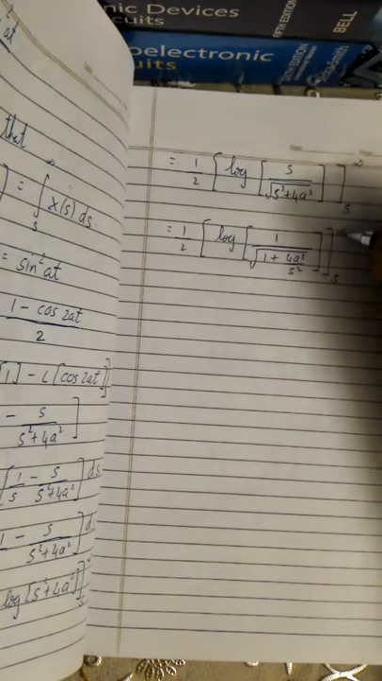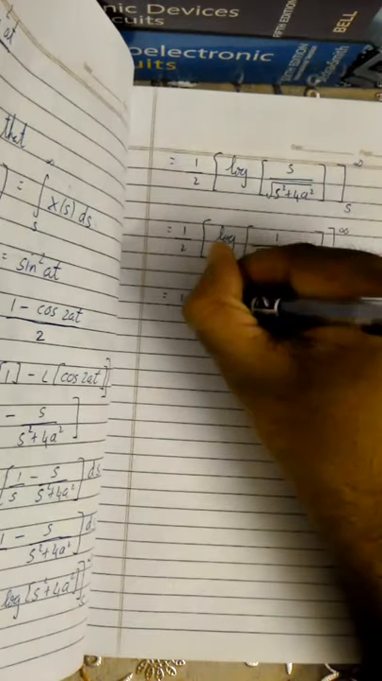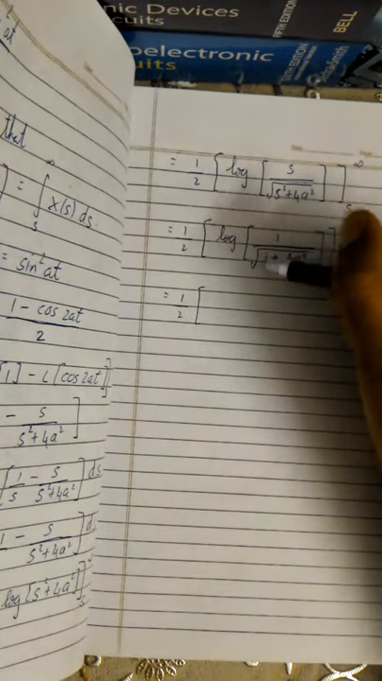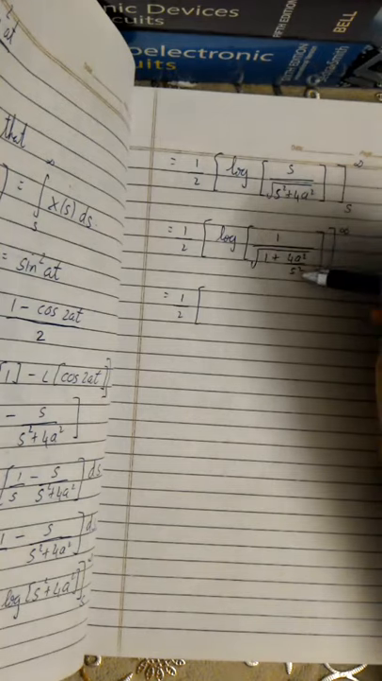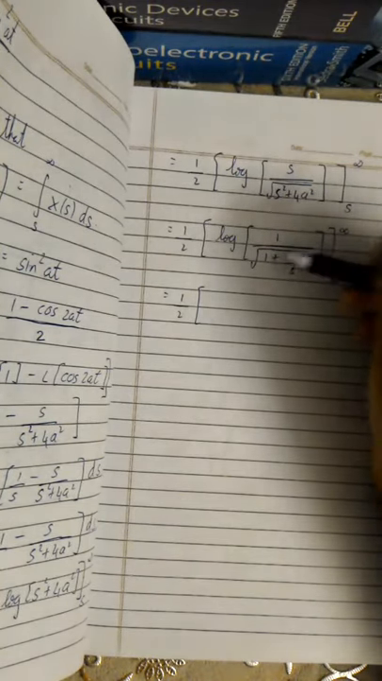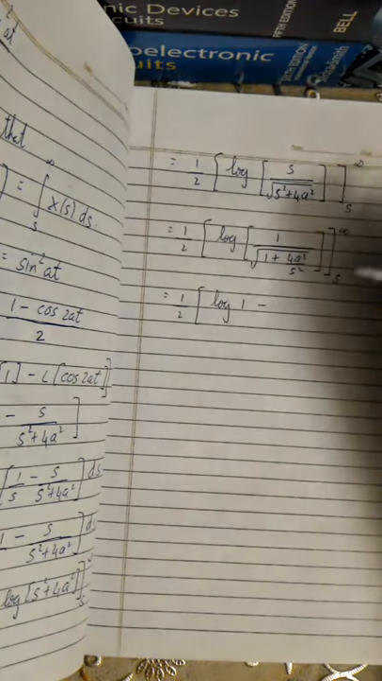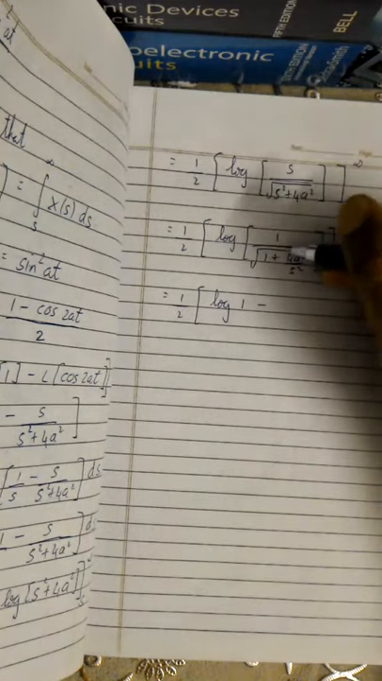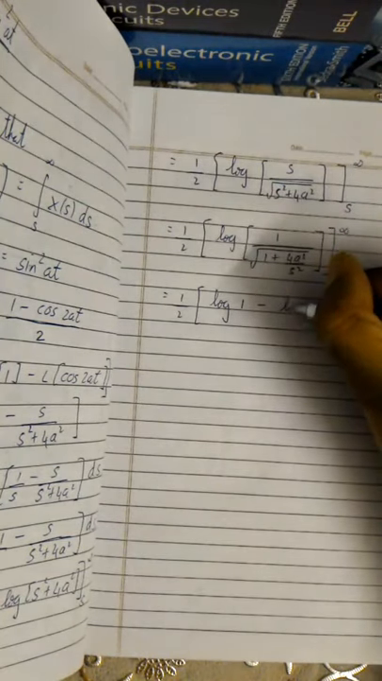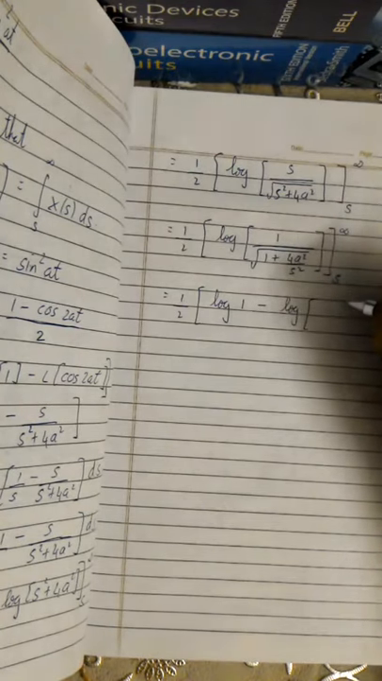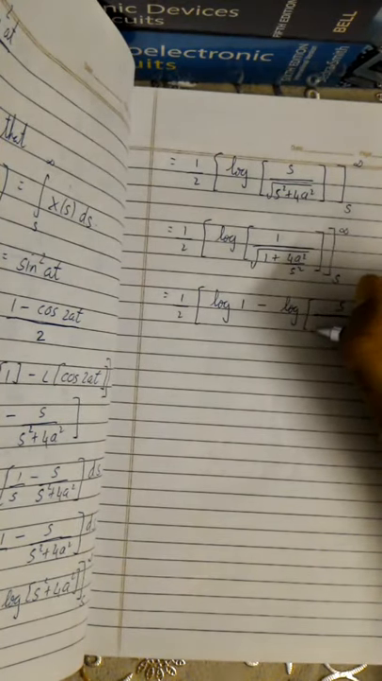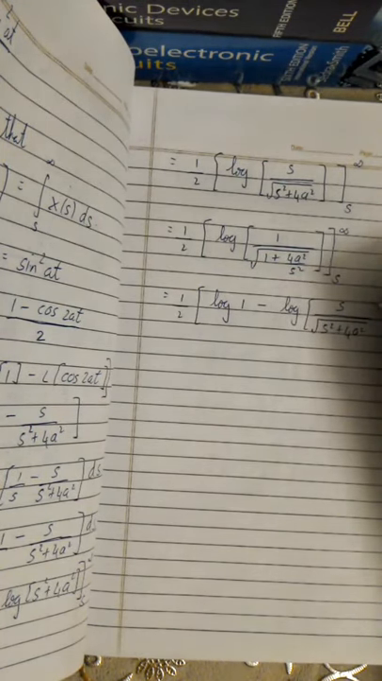From s to infinity. So if I am substituting these two values, I will get 1 by 2 into log of 1 by root of 1 plus 0, if I put infinity over here, which is nothing but log 1. So this will become log 1 minus, and if I put s over here, I will get the same function, so it will be log of s by root of s square plus 4a square.